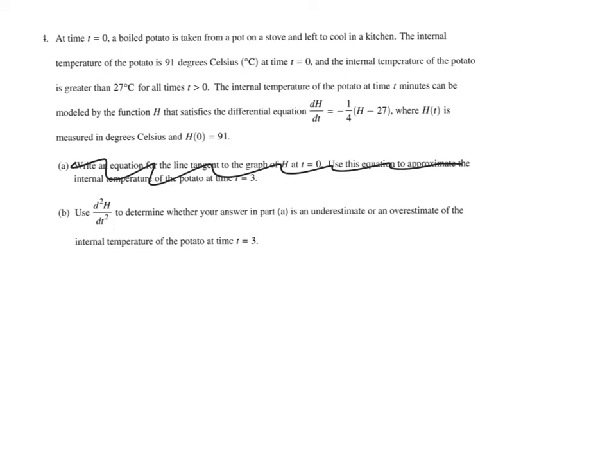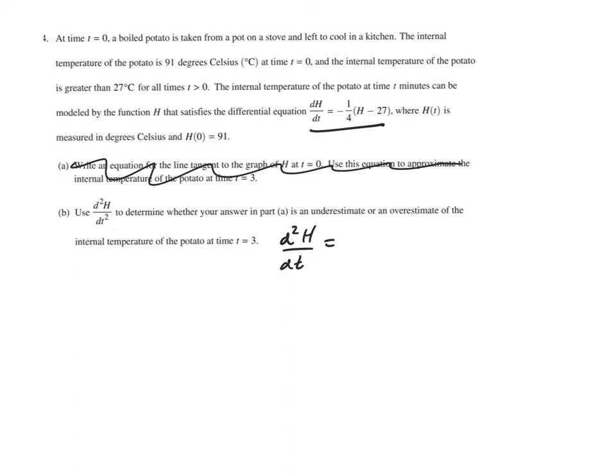Okay, so part B now says, use the second derivative to determine whether your answer in part A is an underestimate or overestimate of the internal temperature at t equals 3. I just did a quick sketch before, and I didn't really know if it's an over or under, but we will at the end of this part. So let's use the second derivative. Here's the first derivative. If I was to do the second, it looks something like this. I'm just going to do it kind of implicitly for now. So it would equal what?